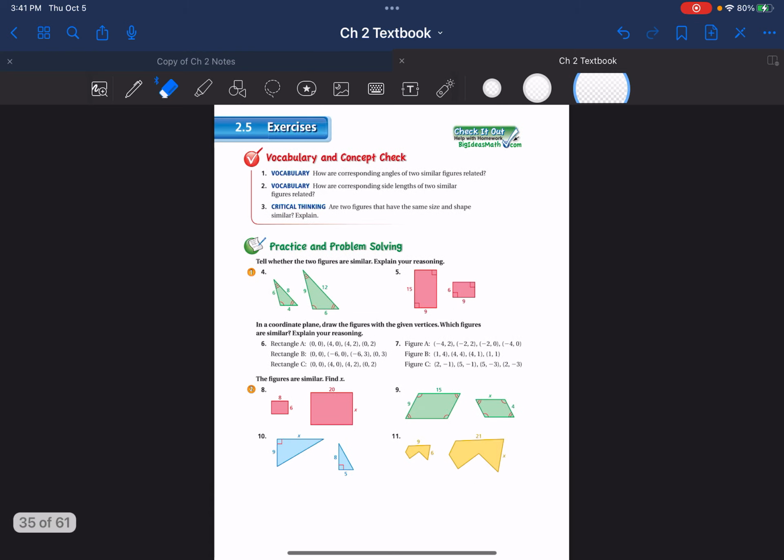Let's look over. I know that your practice page has a bunch of story problems, so maybe let's do some story problems on our whiteboard before we start the practice page.